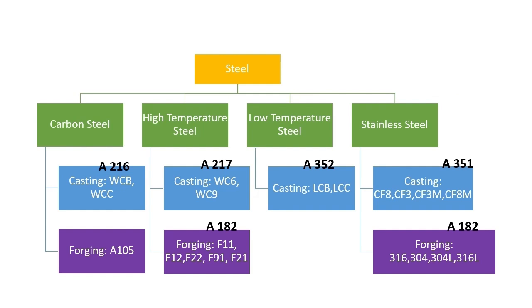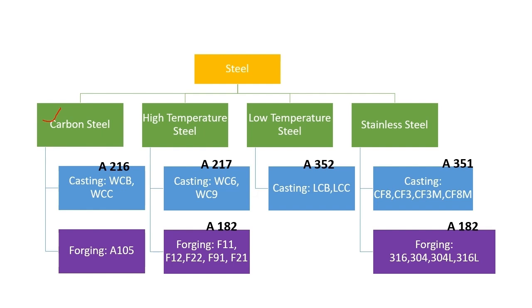In the last section, we studied a similar chart where we divided the steel into four groups: carbon steel, high temperature steel, low temperature steel, and stainless steel. Each of these groups is divided into two categories. One is for casting, and another is for forging.